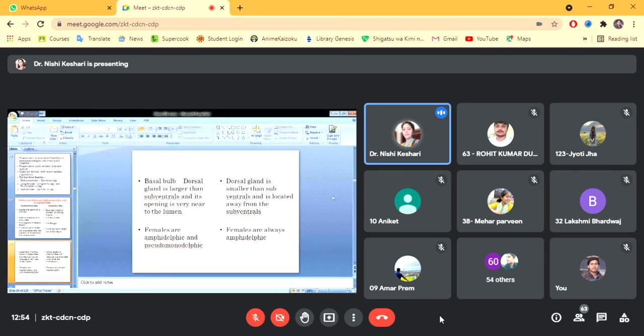Now what about the basal bulb? In the basal bulb, the dorsal gland is larger than the subventral glands and its opening is very near to the lumen. But in the case of Longidoroidea, the dorsal gland is smaller than the subventral glands and is located away from them. So here all the five glands are very near to each other. Here the dorsal esophageal gland is far from the subventral glands. In Xiphinematidae, females are amphidelphic and pseudomonodelphic. Here the females are always amphidelphic.